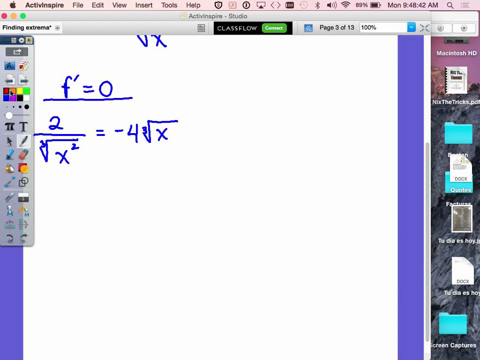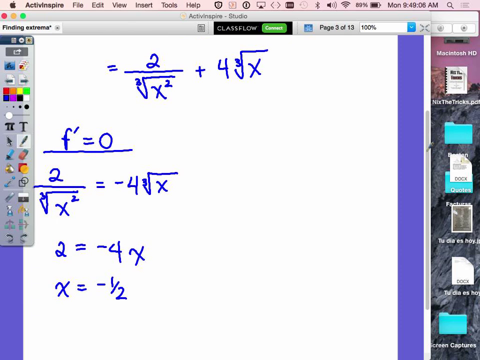I'm going to multiply this denominator on both sides of the expression, and I'm going to be left with 2 equals negative 4, and the cube root of x times the cube root of x squared is the cube root of x cubed, which is just x, leaving me with x equals minus 1/2. I'm going to now go over and try and see where this derivative function fails to exist. And I see that the only place I have to worry about is my division by 0 when x equals 0. And so I have two critical values, one at x equals minus 1/2 and one at x equals 0.